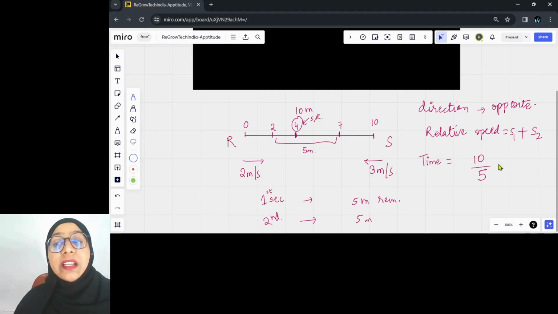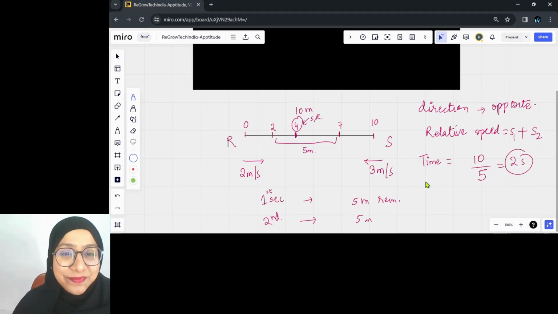So we will divide it by 5 and we will see that in 2 seconds they meet. Okay. So that is an example of relative speed when two objects are in opposite direction to one another.